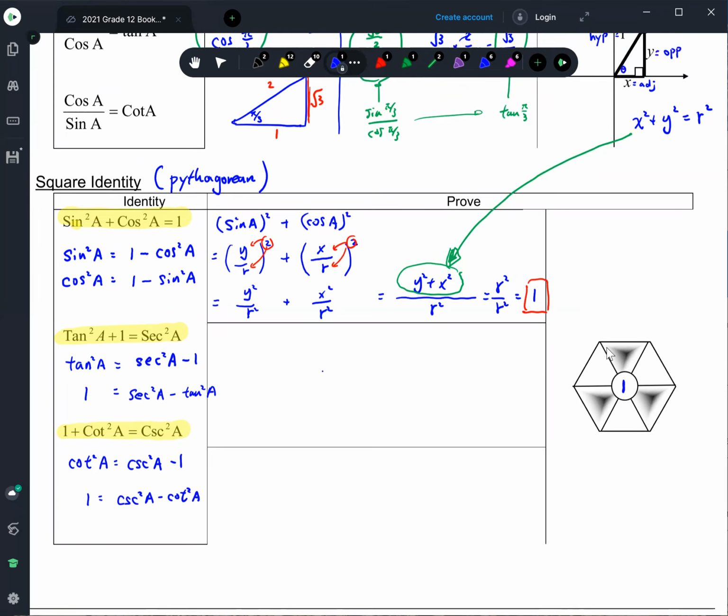Okay, first identity: you have sine squared theta plus cosine squared theta, right? It should equal 1. In that there's a kind of triangle. Okay, they are a group.